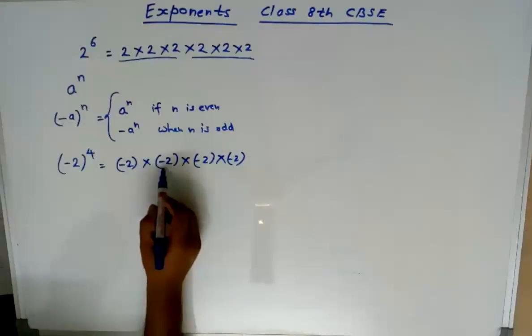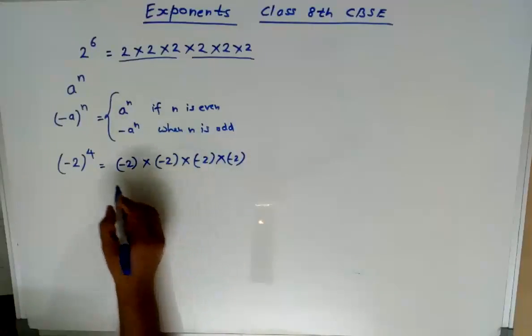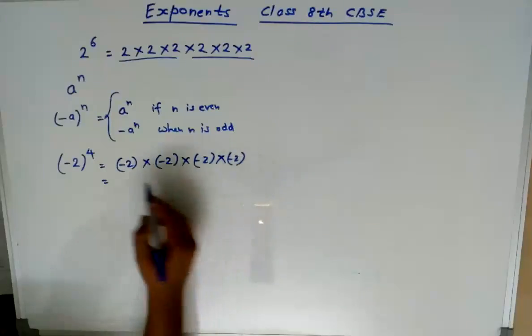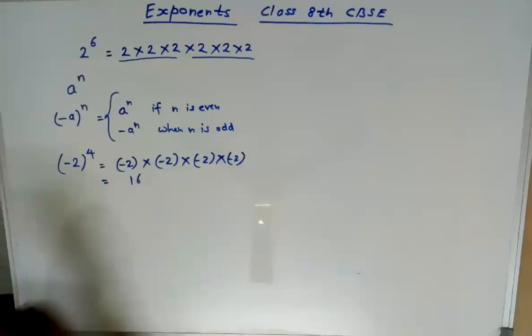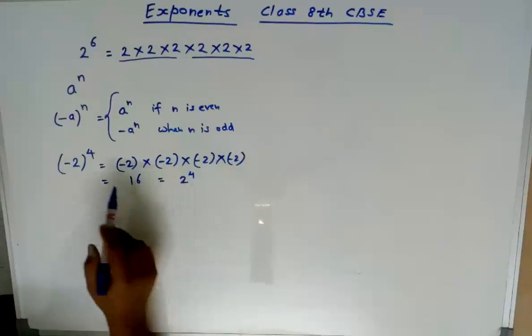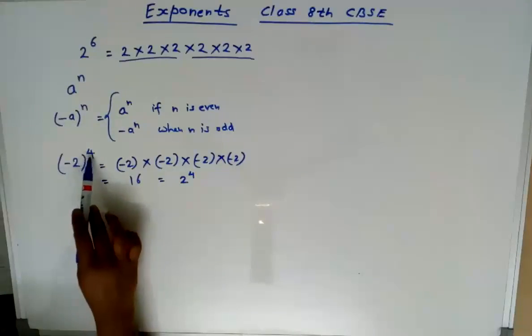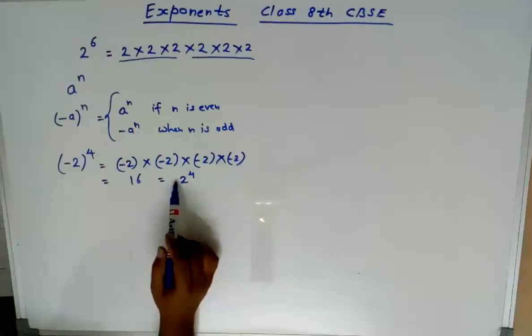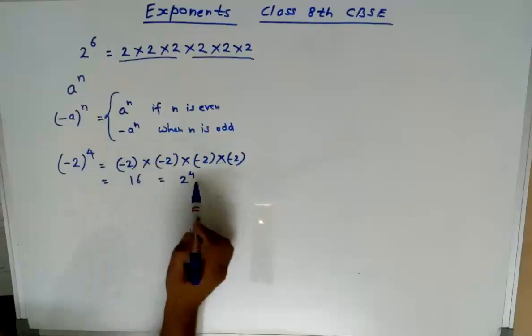So minus into minus is plus, plus into minus is minus, and again minus into minus is plus. So the answer will be 2 to the 4, 2 to the 8, 2 to the 16. The answer is plus, or it can be written as 2 raised to the power 4. So here we can see that if a negative number is raised to the power of an even number, then it becomes a positive number, and the power will remain the same.